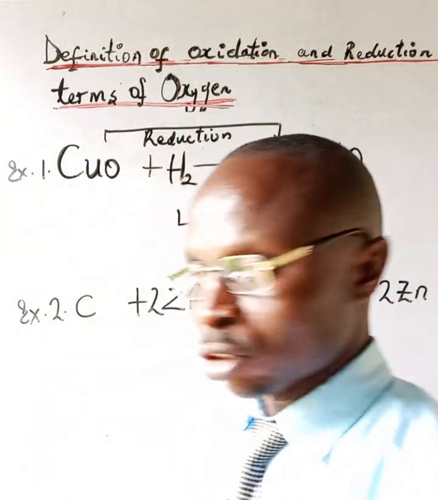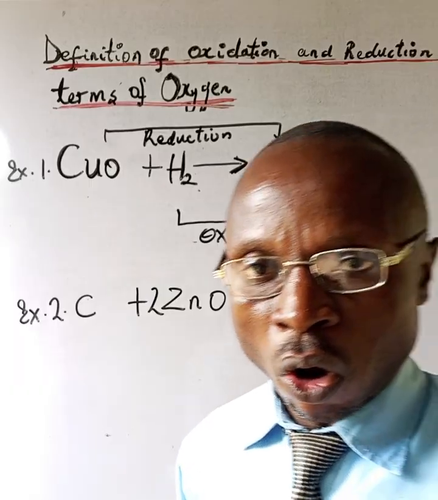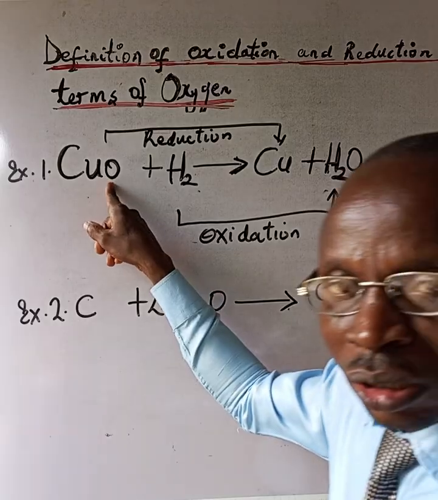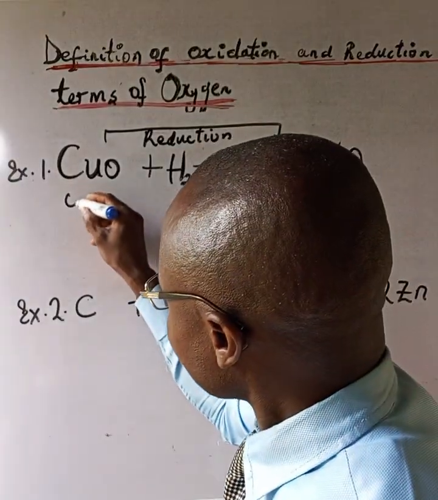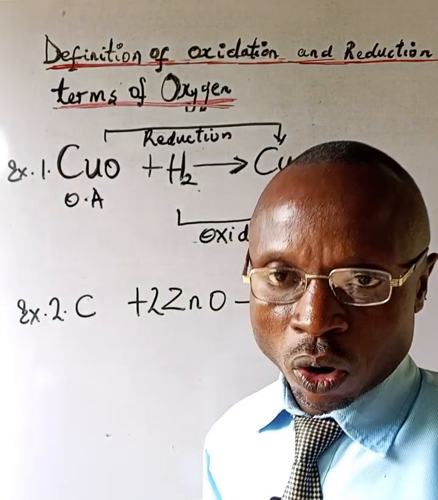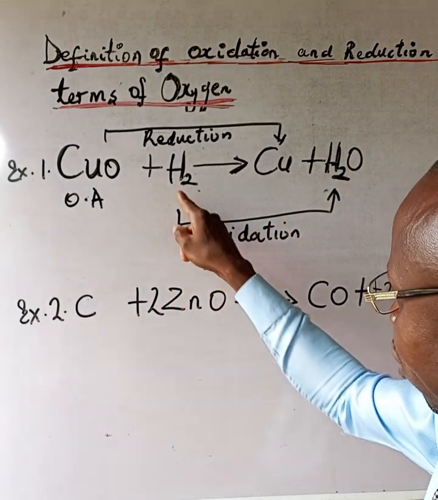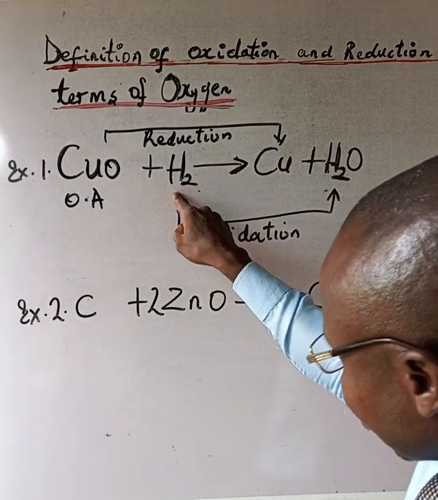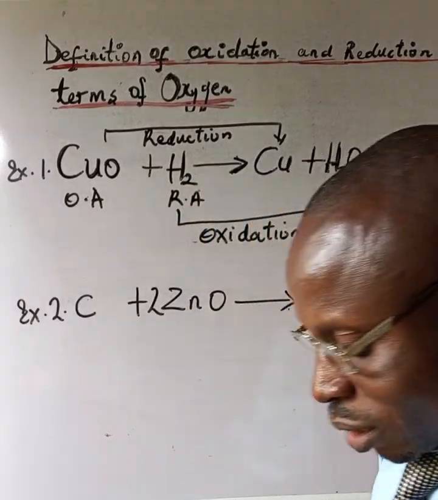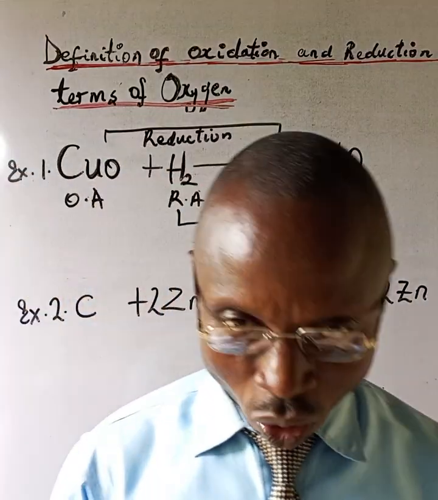So now, after talking about oxidation and reduction, we need to know the oxidizing agent and reducing agent. A substance that donates oxygen is called an oxidizing agent. Coming to this, you can see that copper 2 oxide donates oxygen, so it becomes the oxidizing agent. While a substance that receives oxygen is called the reducing agent. Going by this, from here to here, it is this substance that receives this oxygen. That is why we say reducing agent. So that is how we define oxidation and reduction in terms of oxygen.